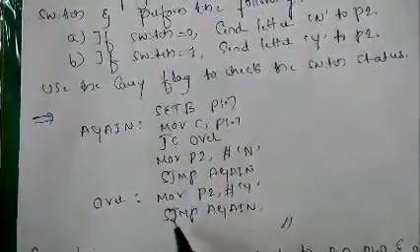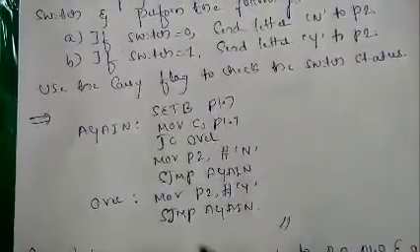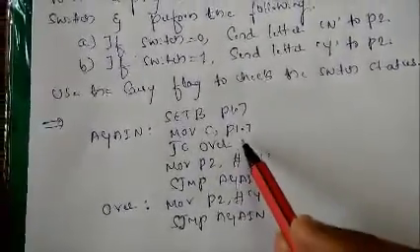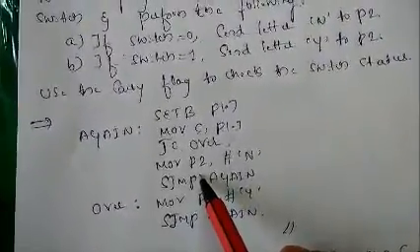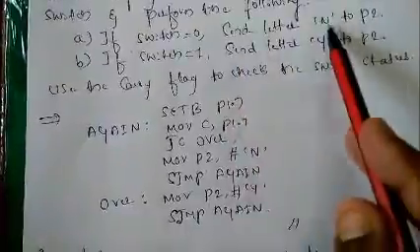Is it clear? Sometimes, if instead of logically 1 it is logically 0, this condition fails. If it fails, it goes to the next line. So what is the status? If the switch is 0, send N to P2.